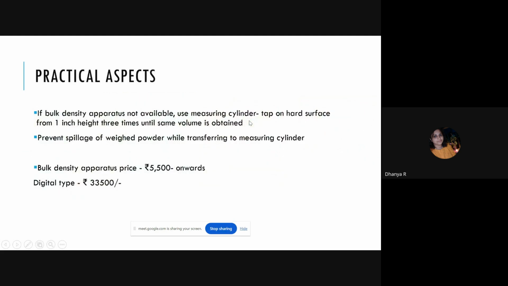The practical aspects. The first point is the bulk density apparatus is not available with you. It's not provided by the college. You can use a measuring cylinder also. You can tap it on a hard surface from a 1-inch height for 3 times, and then you can find out the bulk density. The one thing that you have to see in this experiment practically is, you have to prevent spillage of weighed powder.